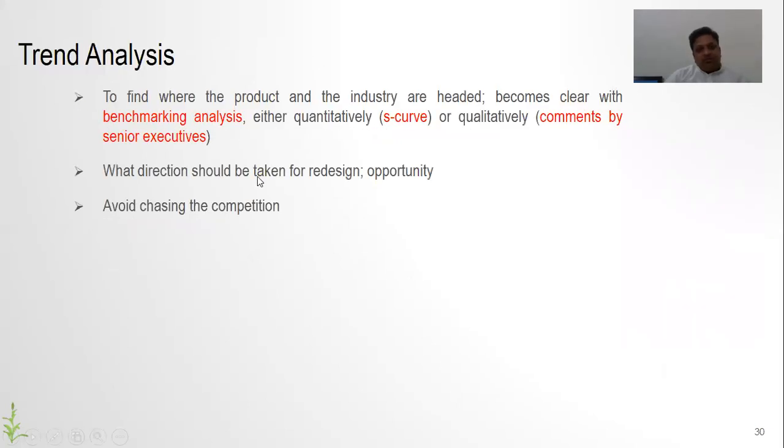Trend analysis, to find where the product and industry are headed, becomes clear with benchmarking analysis, either quantitatively with an S-curve or qualitatively through comments by senior executives. What direction should be taken for redesign opportunity? Avoid chasing the competition.